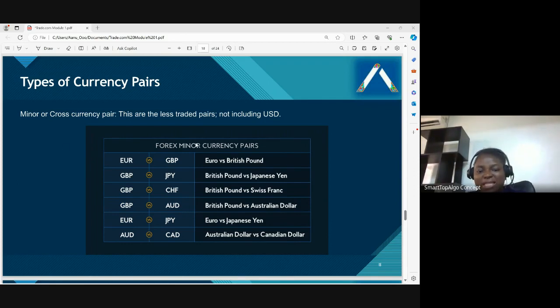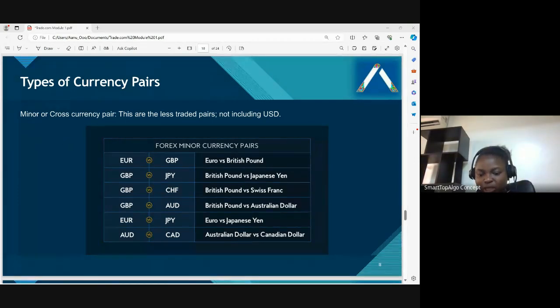Now, how do you identify a cross currency pair? It is any of the major currencies that does not have US dollar. So for the minor or cross currency, it is the major currencies pairing themselves. Those ones I showed you outside the dollar are pairing themselves. They will not have US dollar at all. They must be one of the majors, but they will not have US dollar. When you have such, then you know they are the minor or cross currency pair.